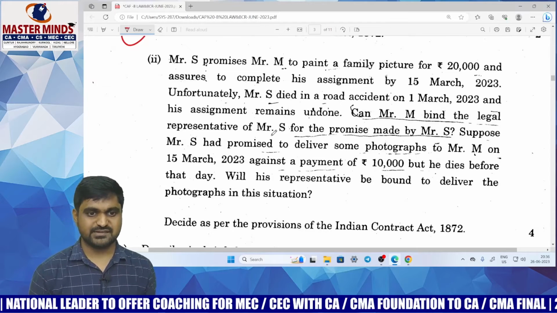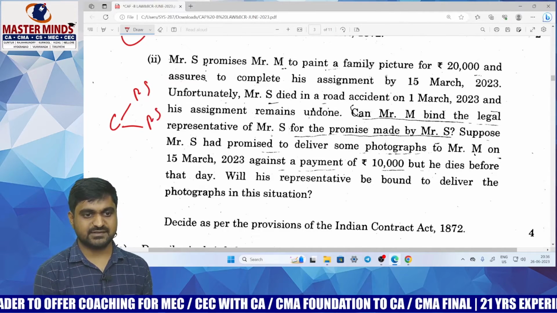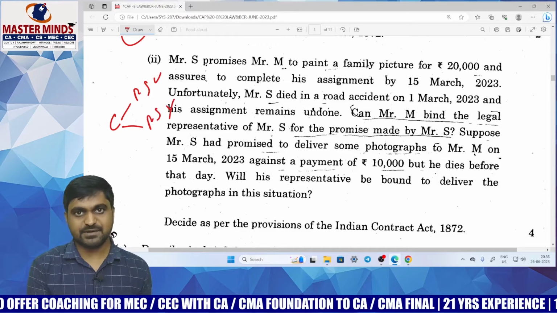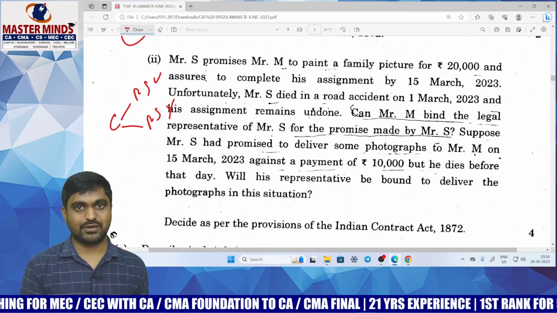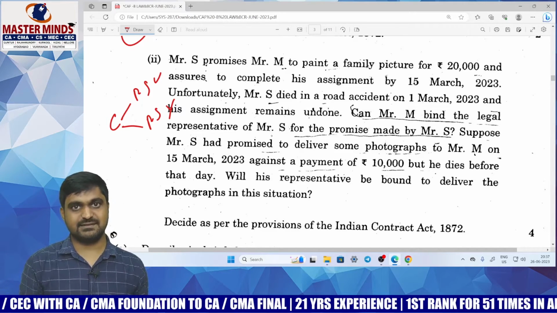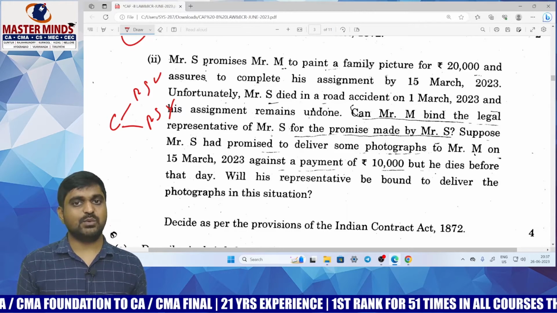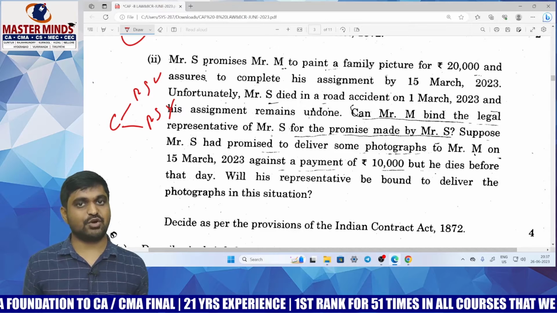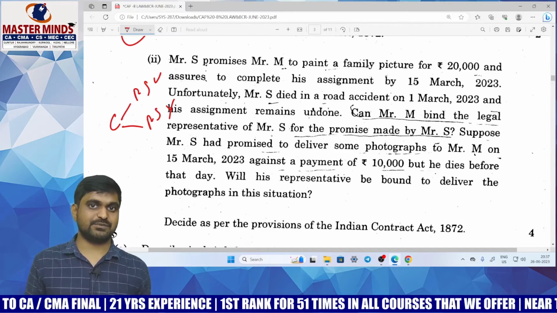This question is about contracts with personal skills and without personal skills. If it is a contract with personal skills, then the death of that person will make the contract void and legal heirs are not responsible. If it is not related to personal skill, then the death of that person, who is one of the contracting parties, will not disturb the validity of the contract. The contract is still valid and you can compel the legal heirs of that person to perform the contract.